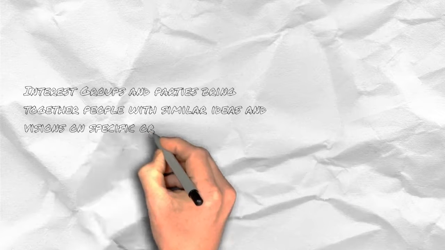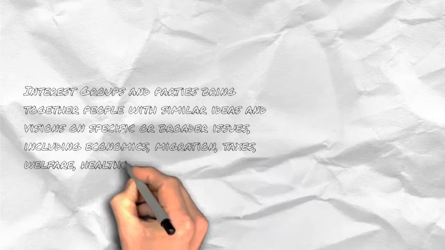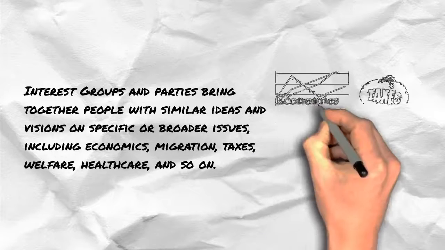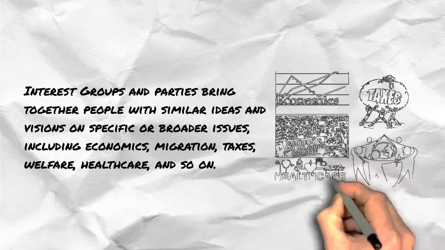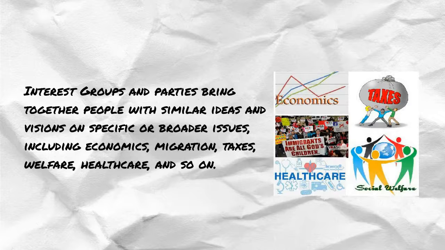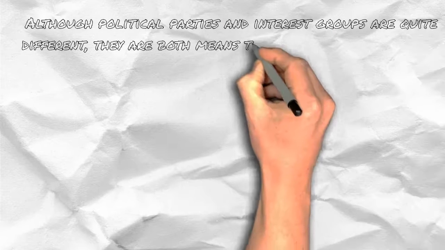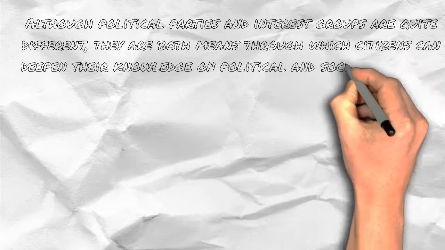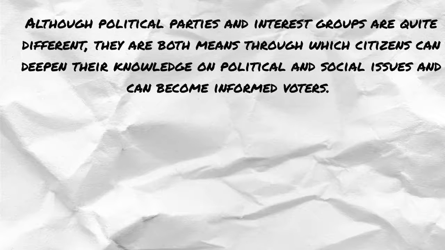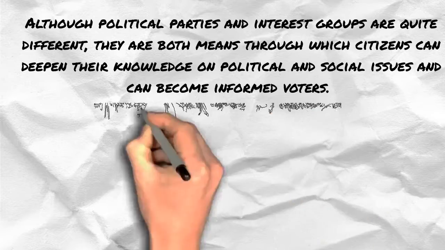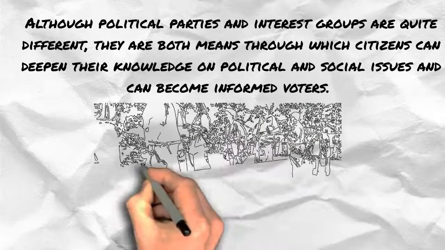Interest groups and parties bring together people with similar ideas and visions on specific or broader issues, including economics, migration, taxes, welfare, healthcare, and so on. Although political parties and interest groups are quite different, they are both a means through which citizens can deepen their knowledge on political and social issues and can become informed voters.